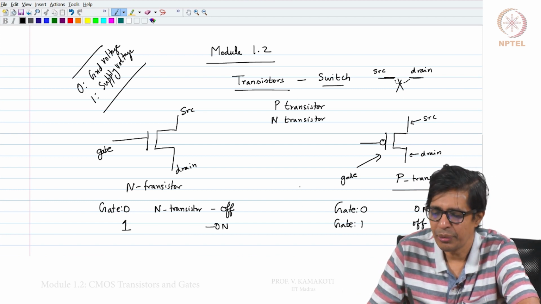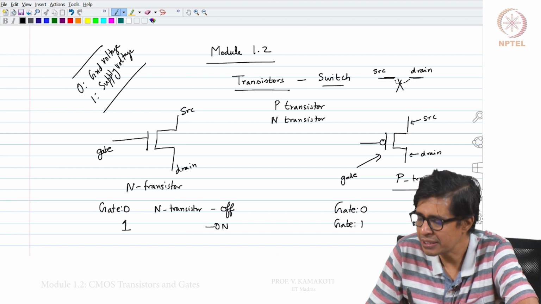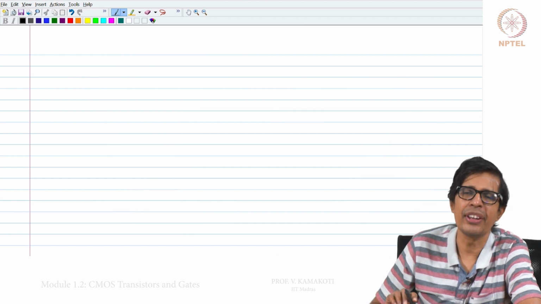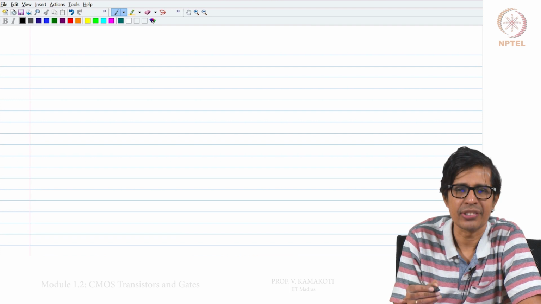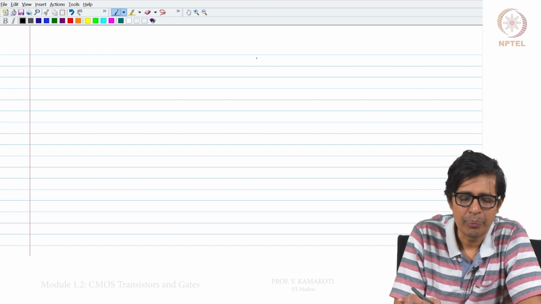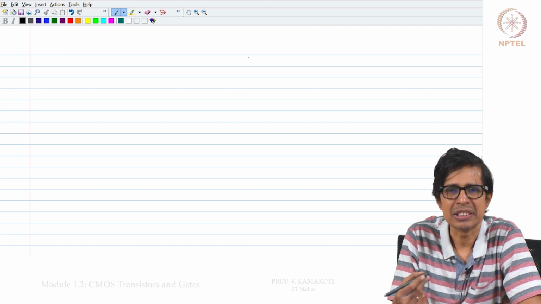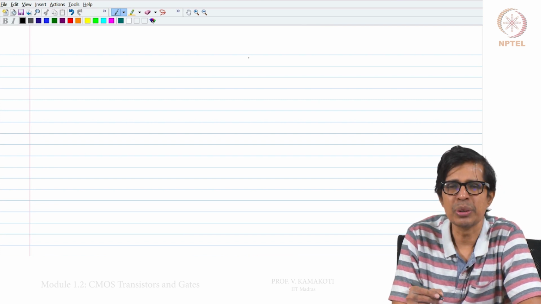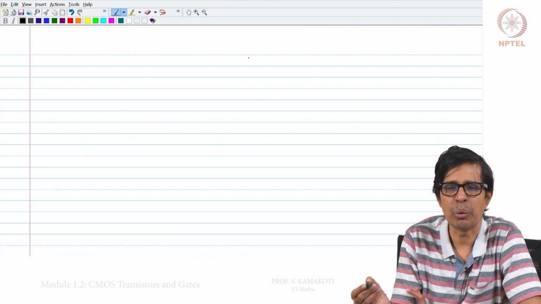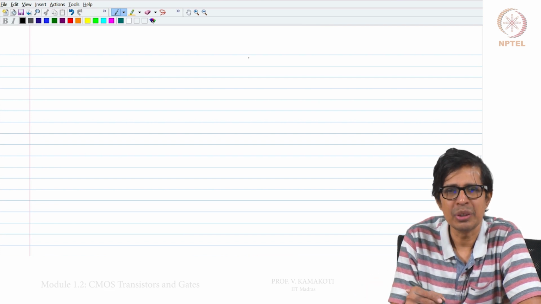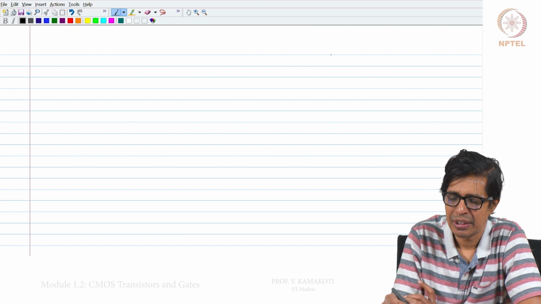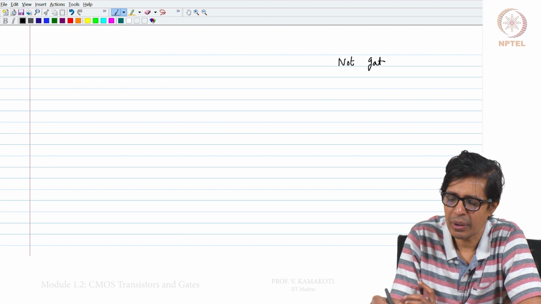Very quickly we will see what we can do using these N and P transistors, right. I will now give you a simple circuit in which you give a 0 and you get a 1, and when you give a 1 you get a 0. So, this is called a NOT gate or an inverter circuit.